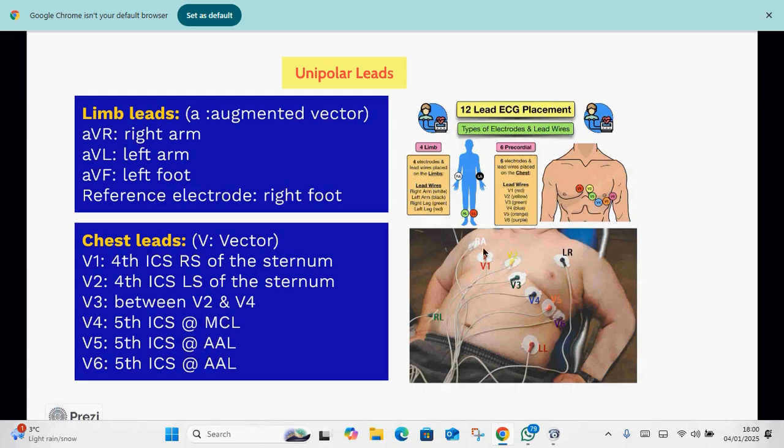Okay. So when somebody wants to do an ECG for a patient, he sticks different stickers, 9 stickers, actually 10 stickers on the body like this. These are 6 in the chest and 4 in the limbs. So these 10 stickers are called electrodes. Is that clear? Yeah.